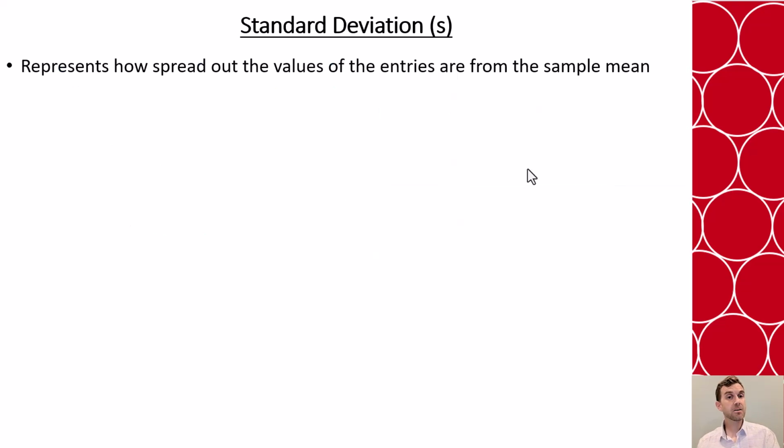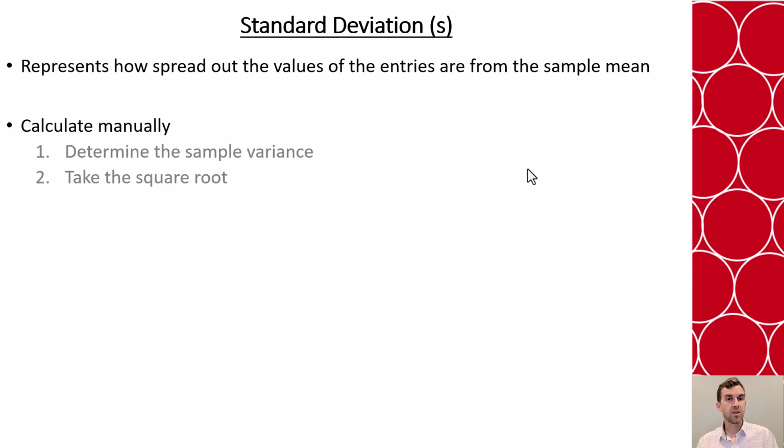Now the standard deviation represents the spread of all the values of the entries compared to the sample mean. It gives us an idea of how much spread there is. This is what you often hear in polling, where they talk about some percent and then plus or minus some value after that. That's the standard deviation. The way we calculate it manually is we just take the square root of our variance.